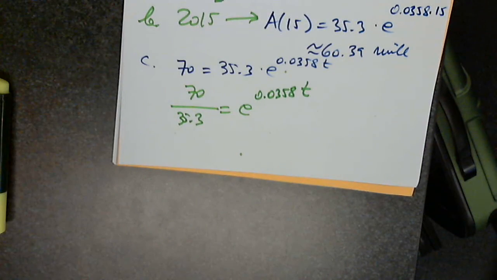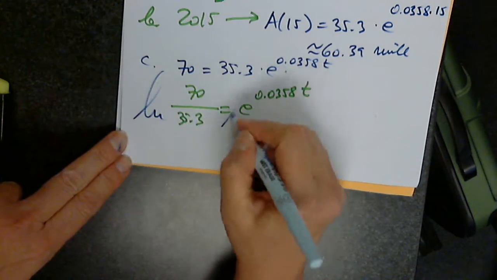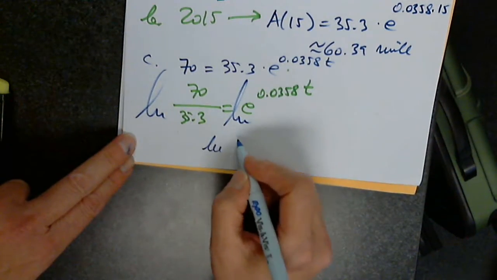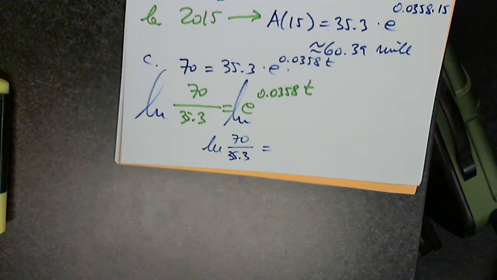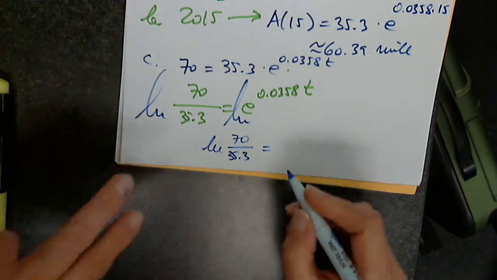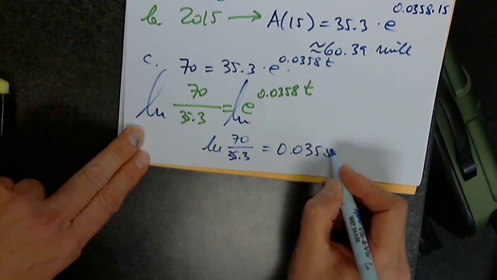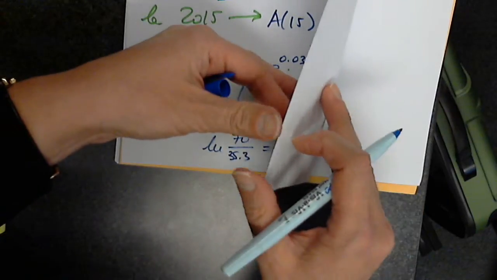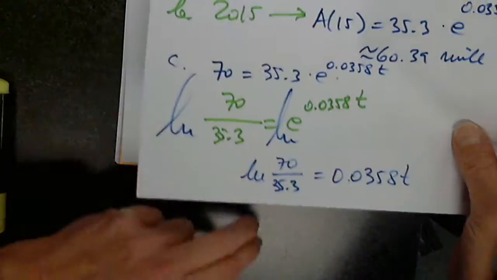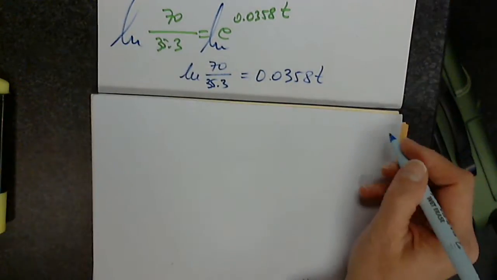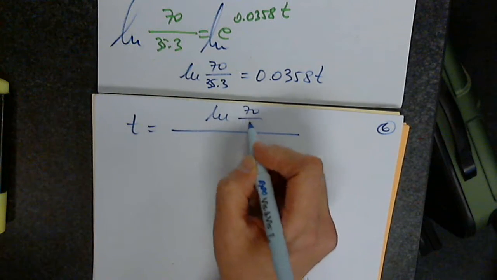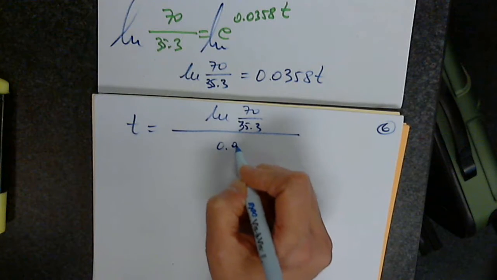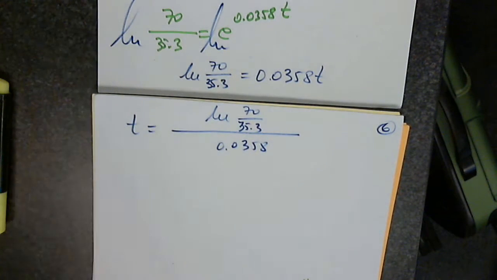Okay, now what? Apply natural log to both sides. The left-hand side is natural log of 70 over 35.3, and the right-hand side will be 0.0358 t. And then, who can give us t? So t will be natural log of 70 over 35.3 divided by this.